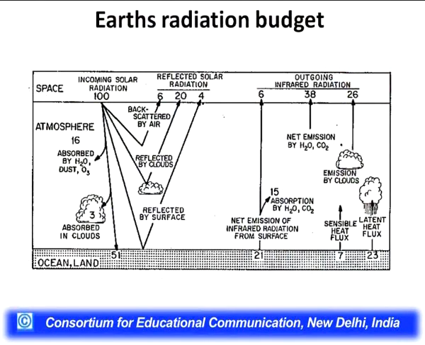Here a further clear picture is there. 100 is coming, 16 is absorbed by the various atmospheric components. Here I must mention that initially the radiation is absorbed mainly by water vapor, dust and ozone, and 3% is absorbed by the clouds. So, 51% is reaching, while 4% is reflected by the surface, 20% by clouds and 6% is a kind of back scattering by air, which is Rayleigh scattering, what we had discussed in the previous session.